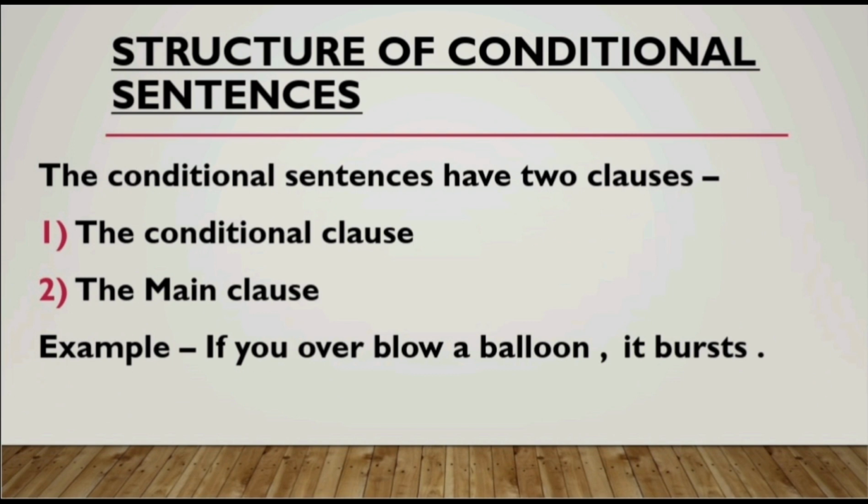Let us now talk about the structure of conditional sentences, means the sentence structure, the composition of a conditional sentence. First of all, complex sentences sometimes contain conditional sentences. Not all the time, but sometimes they are a part of complex sentences. So basically a conditional sentence consists of two clauses. The first is the conditional clause and the second one is the main clause.